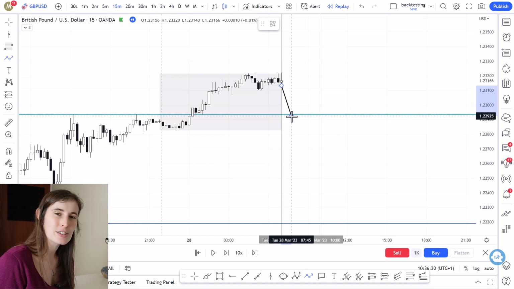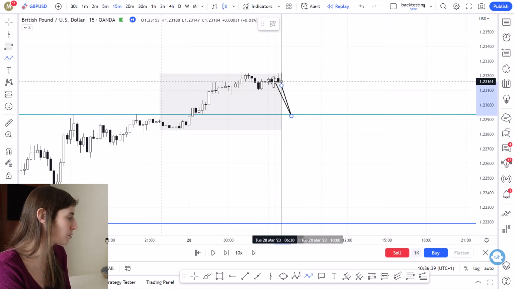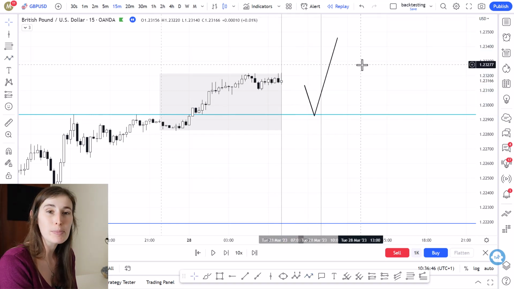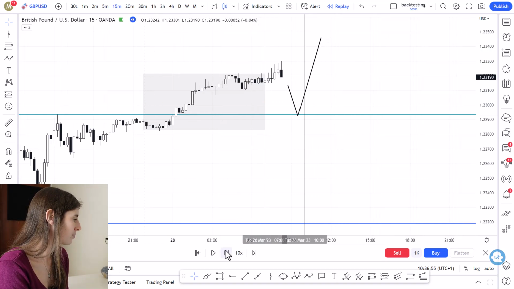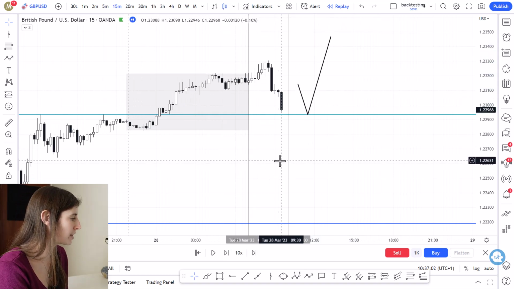The Judas swing is generally going to be a swing in price in the opposite direction of the daily bias. So in this case, the Judas swing would be coming down here to grab liquidity before pushing higher. That was my plan for the morning. So as you can see, we're well into the kill zone here. We're getting towards the end of the London kill zone session.